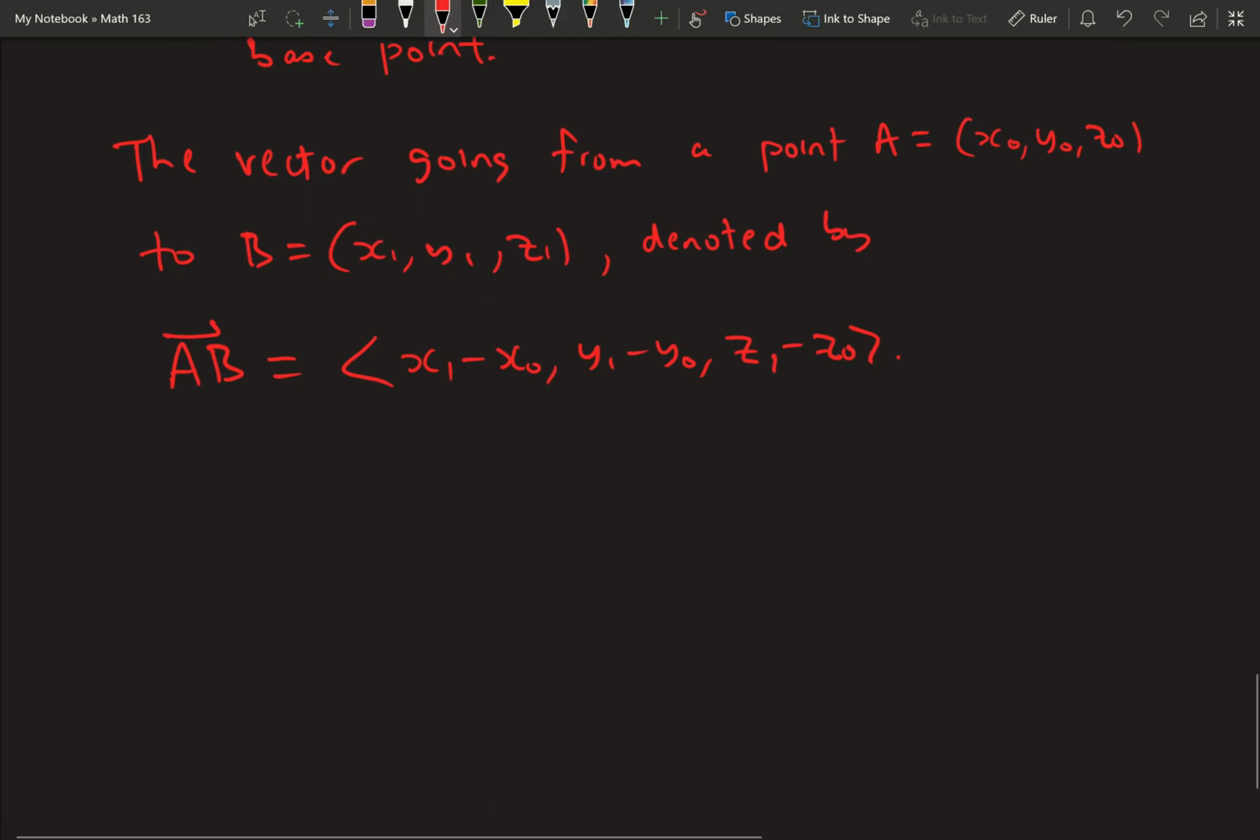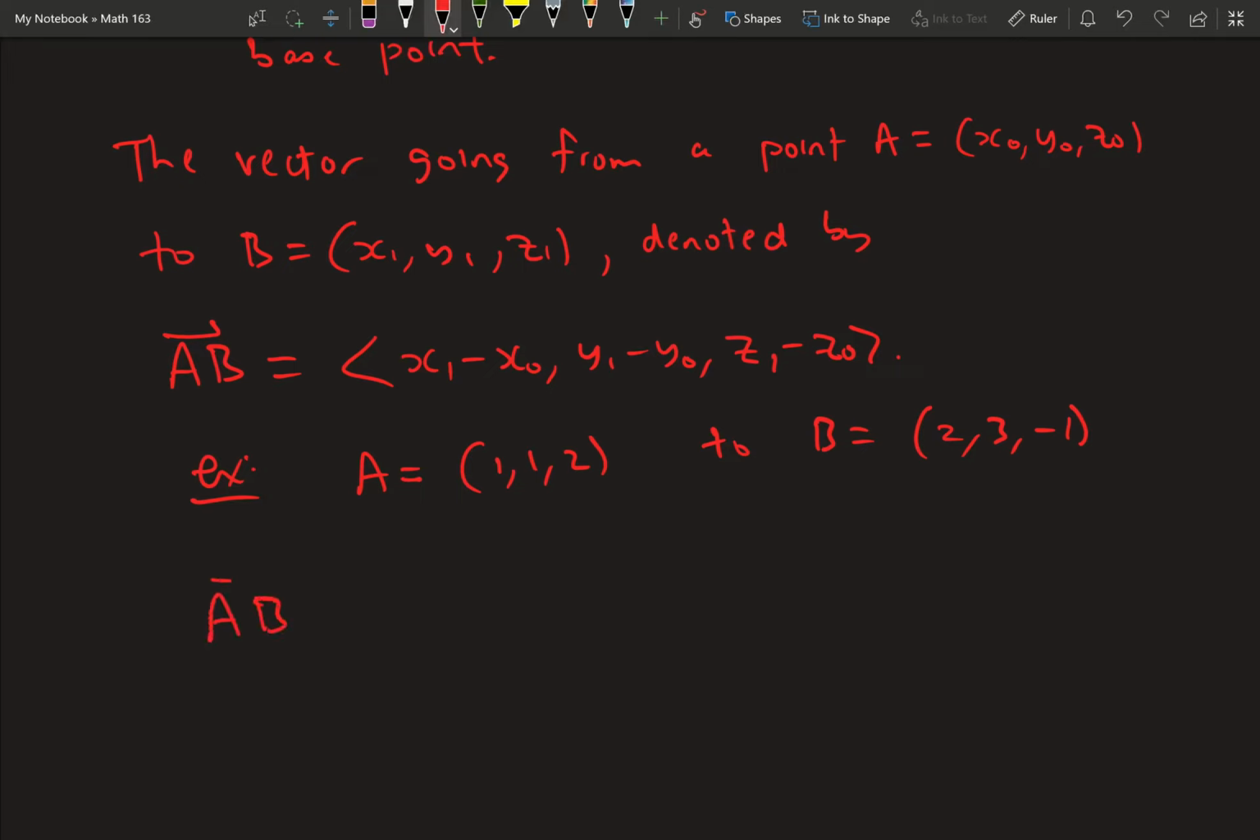Okay, so for example, if you had to go from the point (1, 1, 2) to the point (2, 3, negative 1), then what would that vector look like? It would be 2 minus 1, 3 minus 1, negative 1 minus 2, which is (1, 2, negative 3). Okay, so that's a good thing to note.